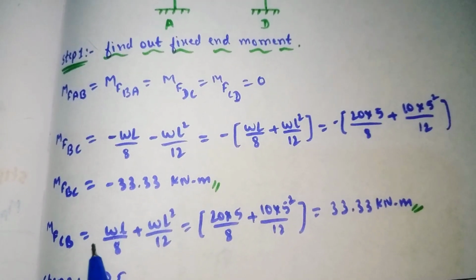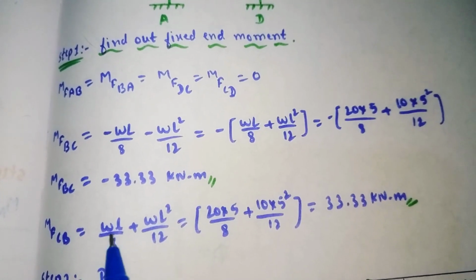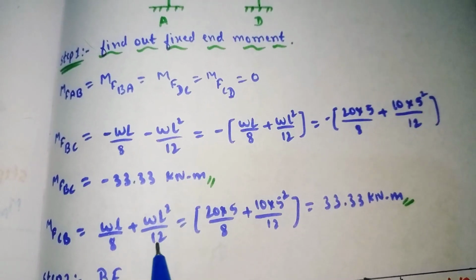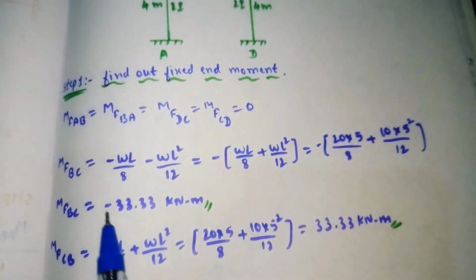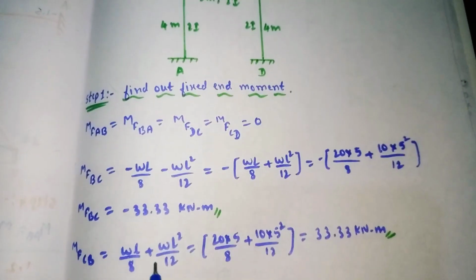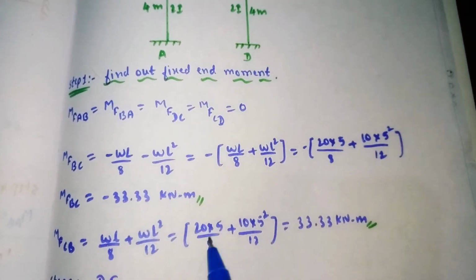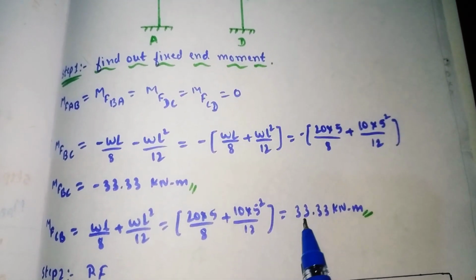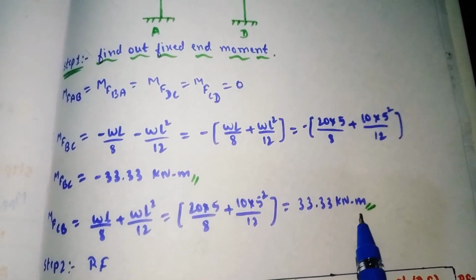Similarly, MFCB is equal to WL divided by 8 plus WL square divided by 12. We need to add both fixed end moment formulas because it is carrying the point load as well as UDL. So substitute all the values. It will come out as 33.33 kilonewton meter.